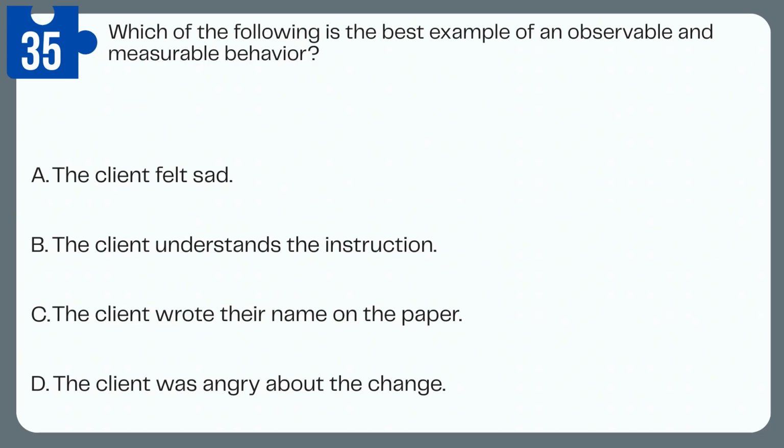Question 35. Which of the following is the best example of an observable and measurable behavior? A. The client felt sad. B. The client understands the instruction. C. The client wrote their name on the paper. D. The client was angry about the change.